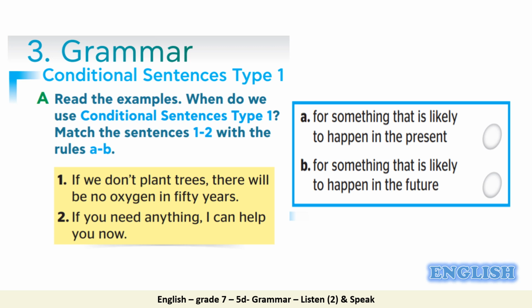Let's now match sentences 1 and 2 with the rules A and B. Which sentence is for something that is likely to happen in the present? Is it sentence number 1 or sentence number 2? It is sentence number 2. Well done. And the clue is now. Excellent. Which sentence is for something that is likely to happen in the future? Is it sentence number 1 or sentence number 2? It is sentence number 1. And the clue is in 50 years. Well done.